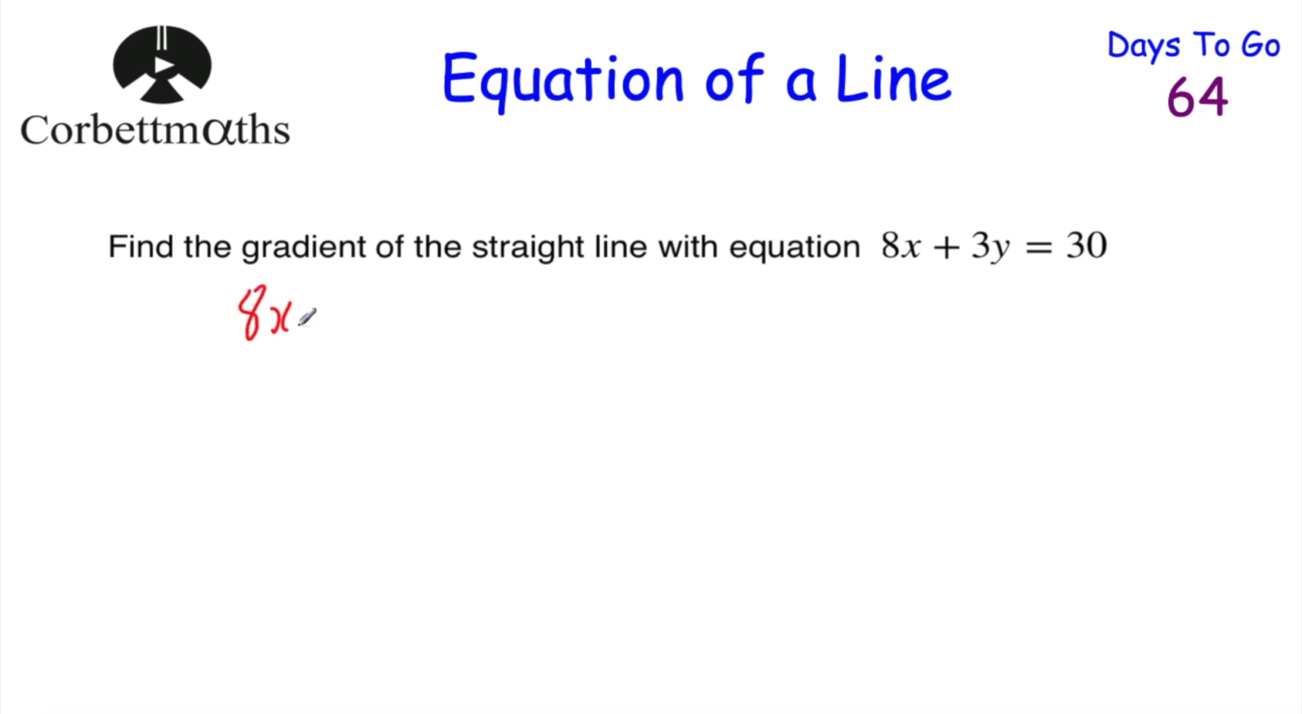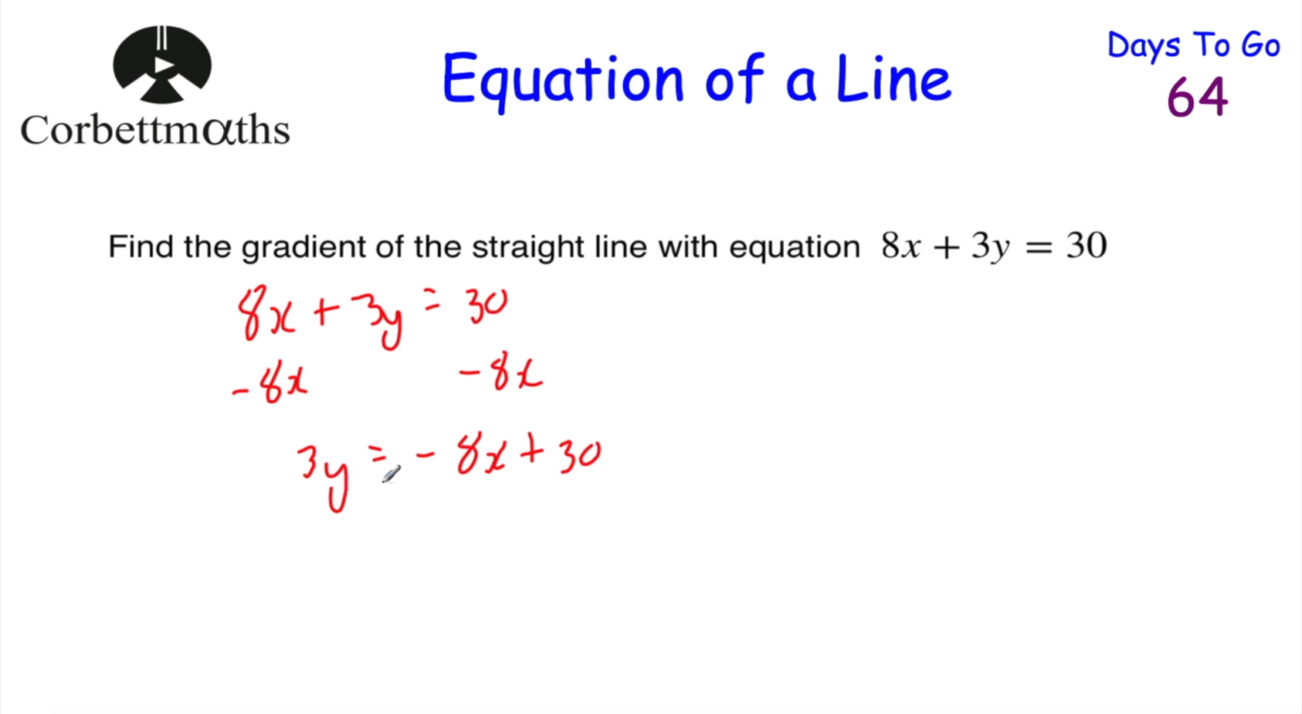So if we had 8x plus 3y equals 30, we want to make y the subject, so let's get rid of this 8x. So let's take away 8x from the left hand side, and let's take away 8x from the right hand side. So in terms of the left hand side, we took away the 8x, so we're just going to be left with 3y. Now in terms of the right hand side, I could write 30 subtract 8x, and that would be fine. Because we want the form y equals mx plus c, I tend to put this in front, so it'd be minus 8x and then plus 30, just putting the minus 8x in front, and then the 30 afterwards.